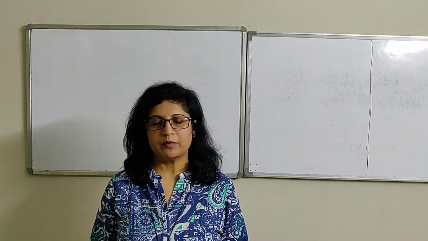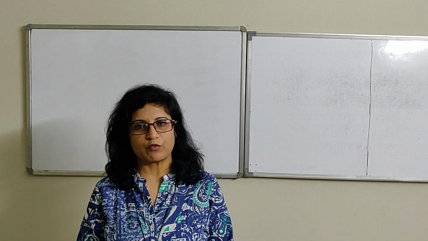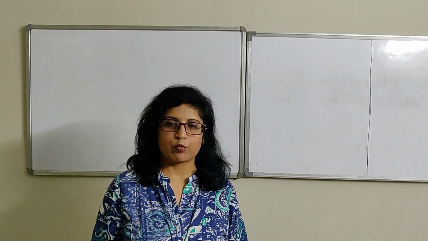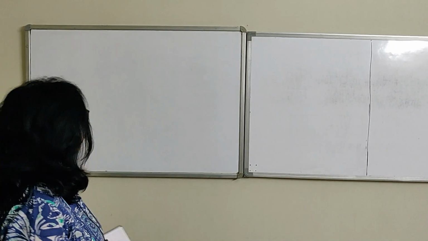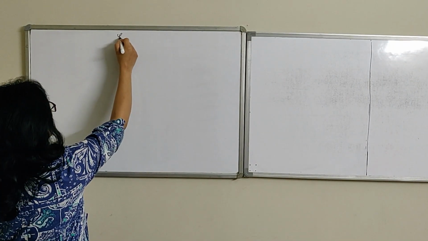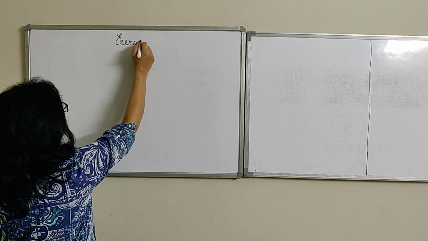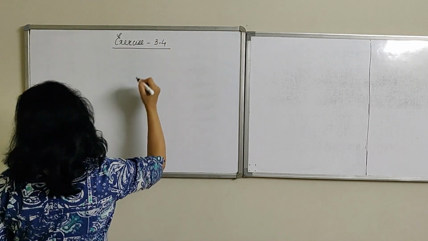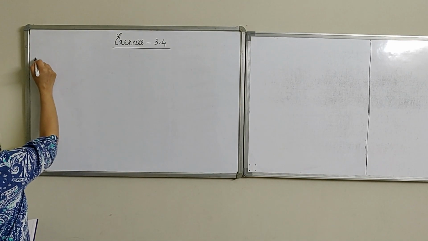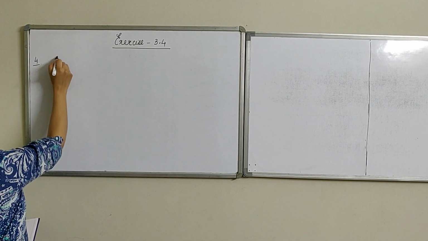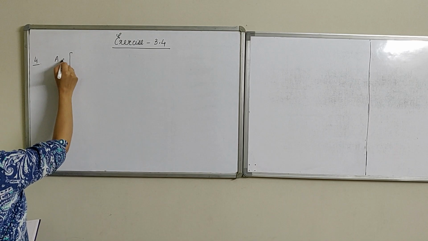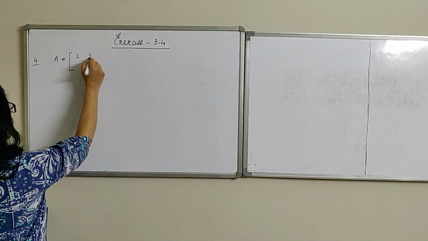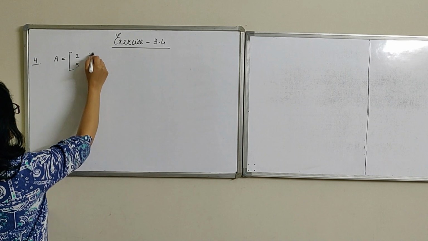In today's class, we will be seeing how to find out inverse of a matrix using column operations. So we are again going to take up questions from exercise 3.4. And I will start with question number 4. A square matrix is given. Let us consider this is matrix A with elements 2, 3, 5 and 7.